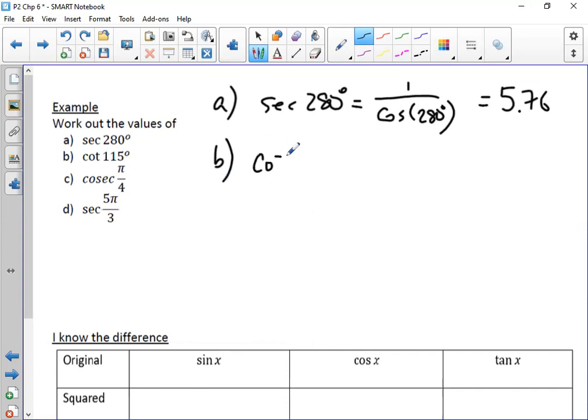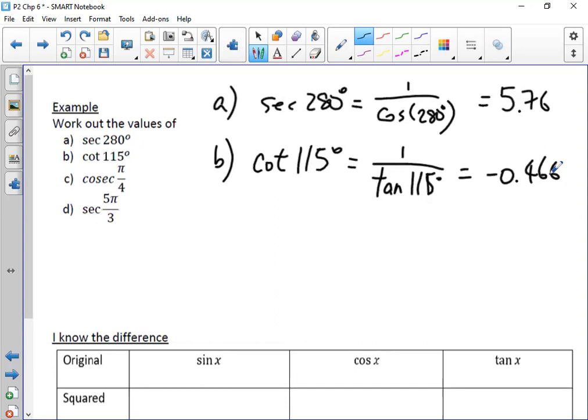And B, cot 115 degrees. Maybe you can try this one. Cot 115 degrees is the same as 1 over tan 115 degrees. If you put it in a calculator, you should get negative 0.466. C, you have learned radians in the previous chapter, so make sure you set your calculator correctly for question C. You see pi over 4 in the question, which means you have to change your calculator into radians mode. So cosec pi over 4 is 1 over sine pi over 4. Put it in the calculator, you should get √2.